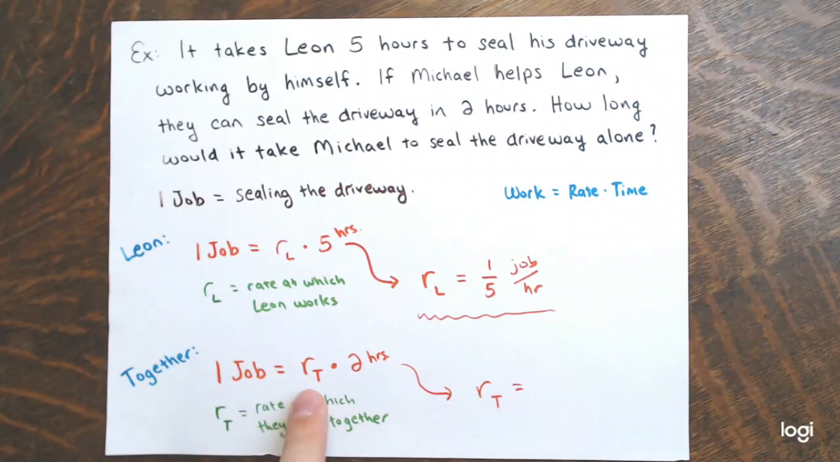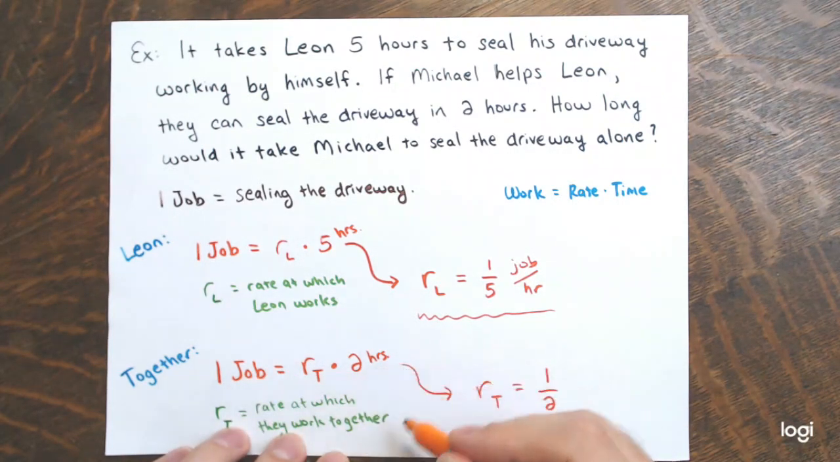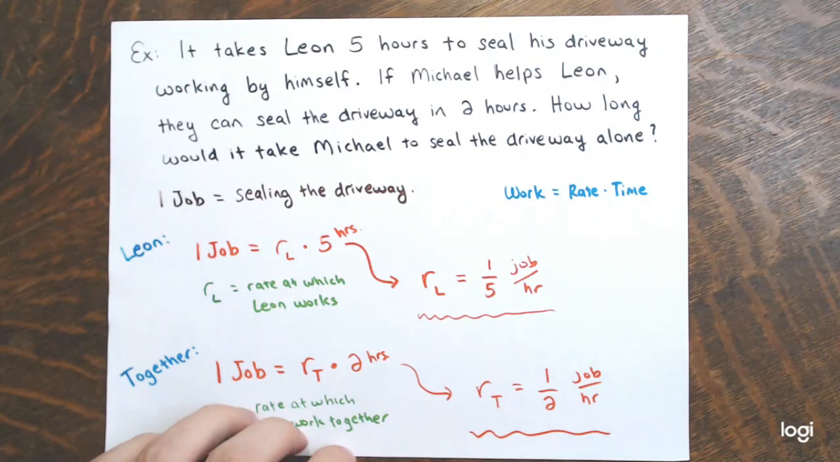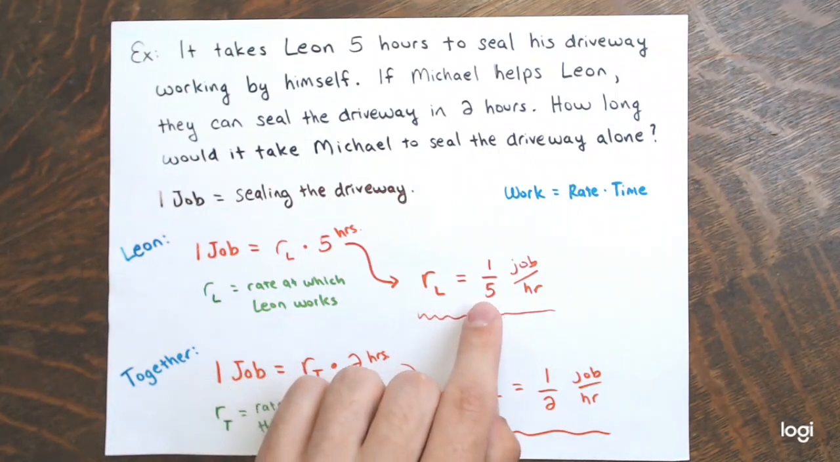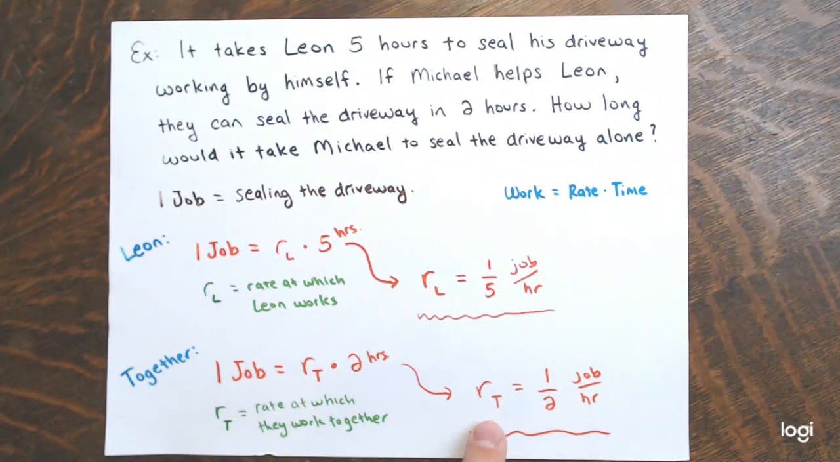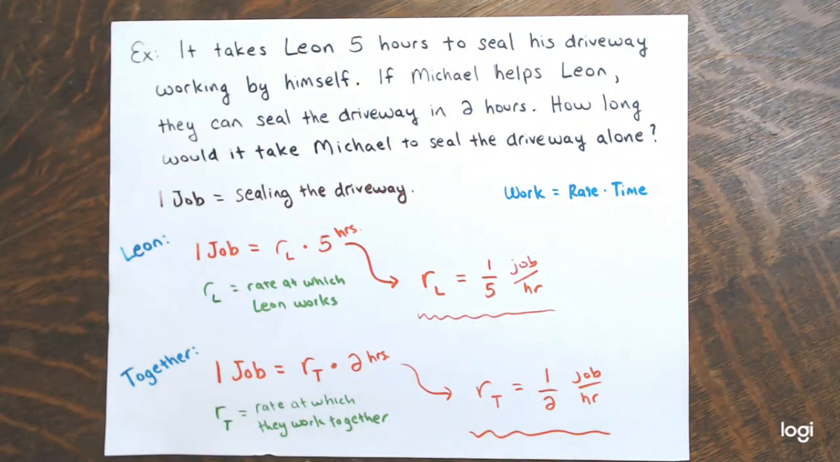To solve for this r sub t, I would simply divide by the 2 hours, and you'd have 1 divided by 2. So half, and then numerator jobs, denominator hours, jobs per hour. So Leon by himself can do 1/5 of a job in an hour, 1/5 of the job per hour. When they work together, they seal half the driveway in an hour. They do half the job per hour, meaning they'll finish it in 2 hours. If they do half the driveway in 1 hour, they'll do 2 halves in 2 hours, the whole job. 2 halves is just one whole job.